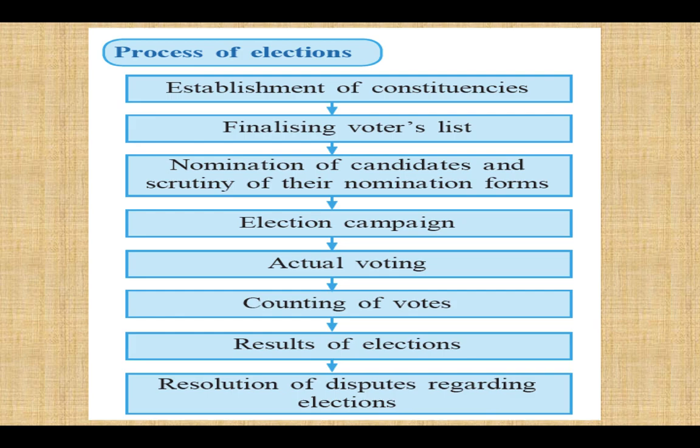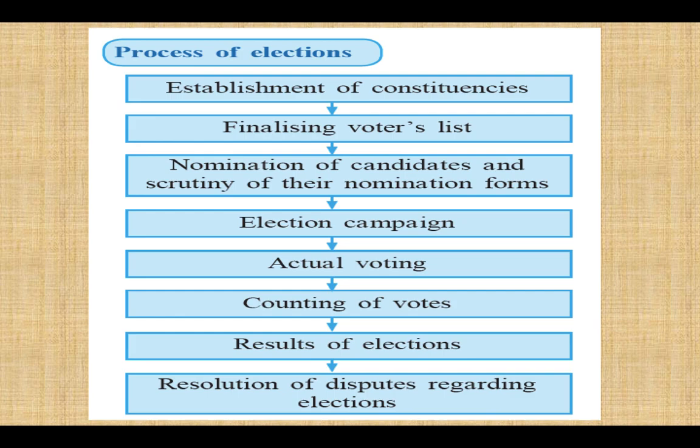Next, nomination of candidates and scrutiny of their nomination forms. We already know that when a candidate stands for elections, they have to fill out an application form, and the Election Commission has to go through these forms and make sure that they are eligible to stand for elections. Next, you have the campaigning. You might see a lot of people with cycles and rickshaws and trucks with big flexes of these candidates that are standing for elections. You'll see their symbols mentioned, and you'll have recorded messages played for people to vote for this particular candidate. So that is the campaigning process.